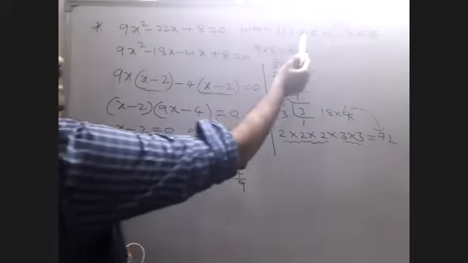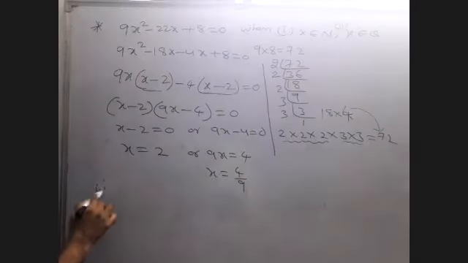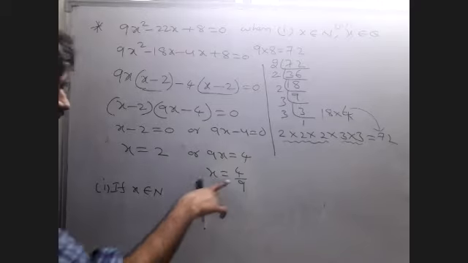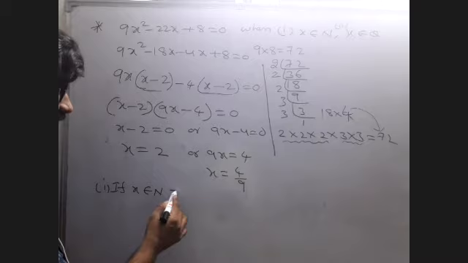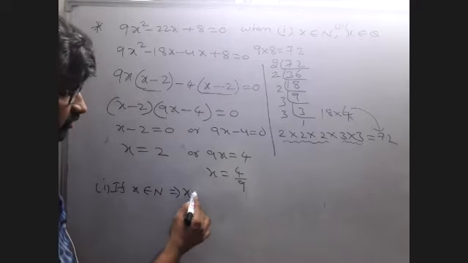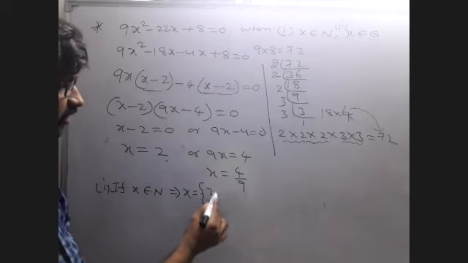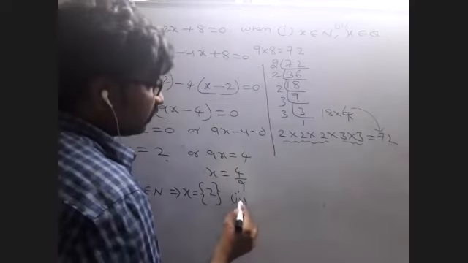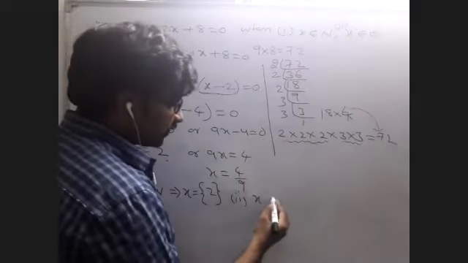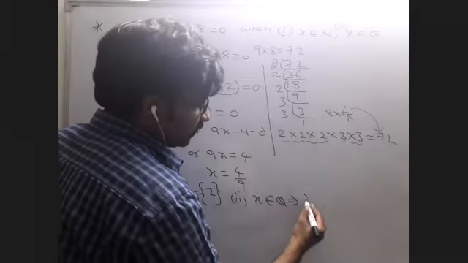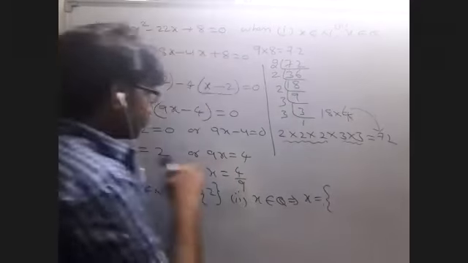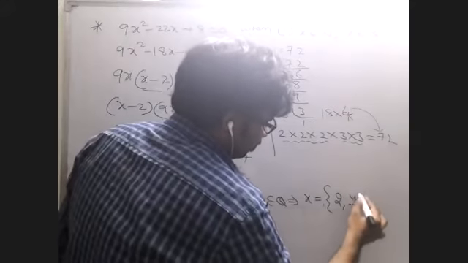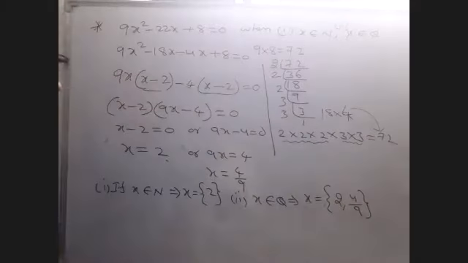Now first part, if x belongs to natural numbers, since 4 by 9 is not a natural number, the solution set is x equal to only 2. And the second one, x belongs to Q, then the solution set you will get is 2 comma 4 by 9. So this is the answer. Copy this first.